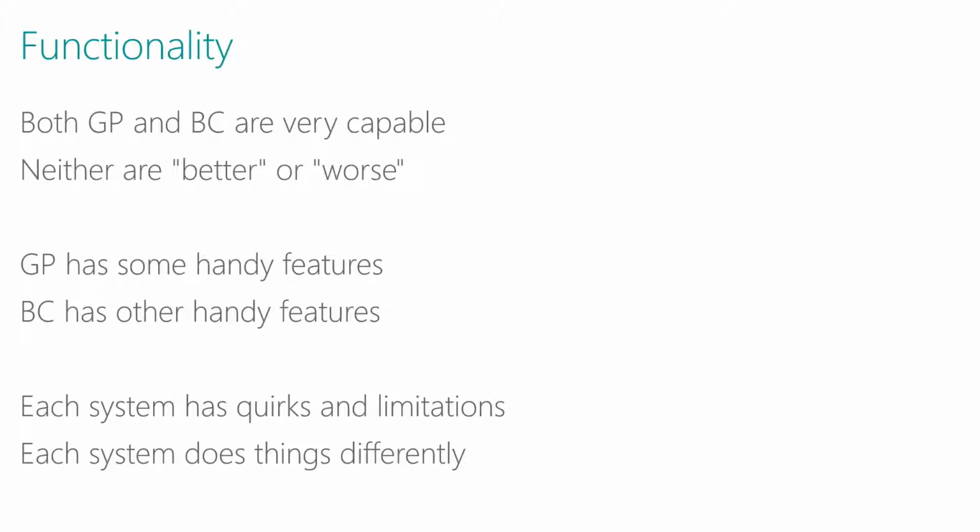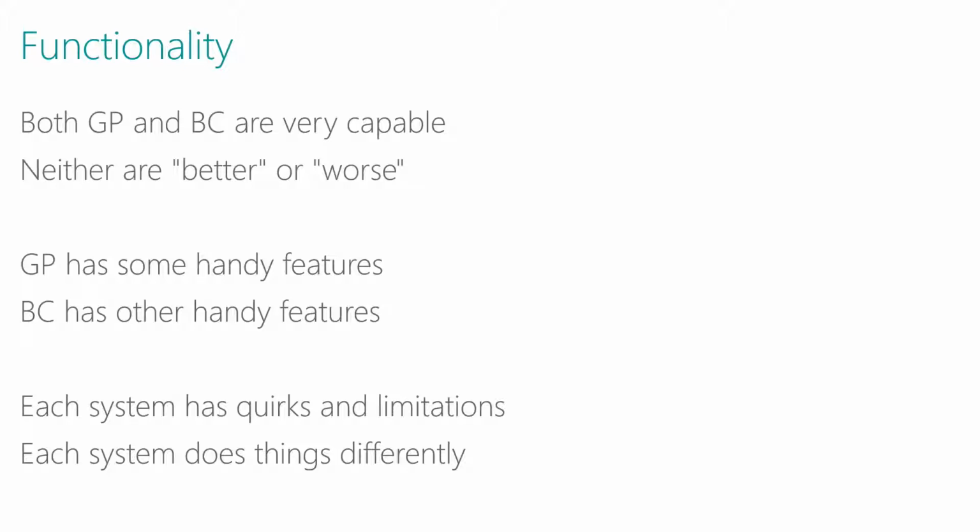So it's not really a direct comparison, and it could be very much where you just need to work with a customer to see what their requirements and preferences are, and which system might work better for them. Each system also has quirks and limitations, right? Dynamics GP is not perfect, and neither is Business Central. If you speak with someone who's worked with either system long enough, you'll find a few things that they might grumble about, right? Fundamentally, each system does things differently.